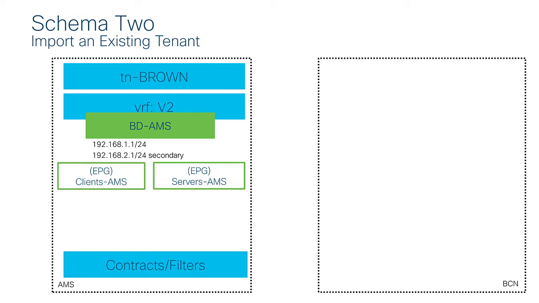So in my site number 1, Amsterdam, I have a tenant that already existed before MSO came along, and that tenant is named Tenant Brown. It has its own VRF, bridge domains, and EPGs, contracts, and filters. So what I'll do is I'll begin by importing all of those objects into MSO. So from that point forward, this particular tenant will be managed solely by MSO.